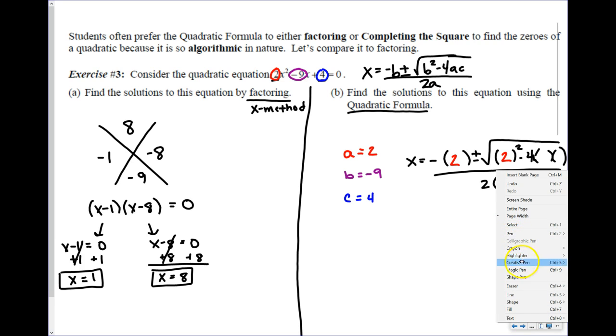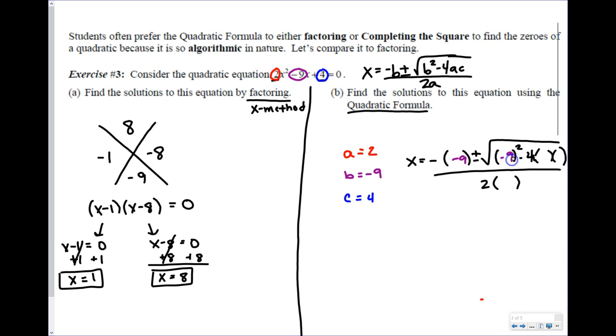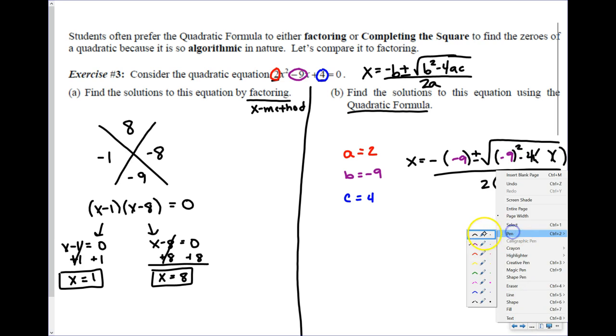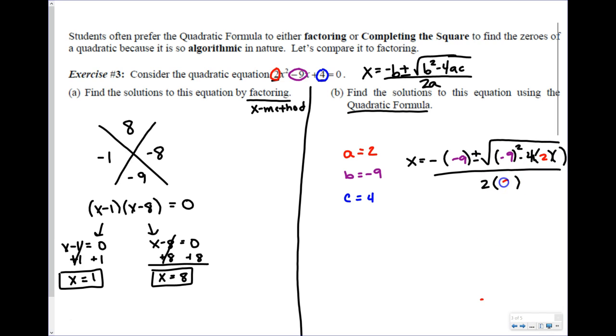Oh, sorry, I did it wrong. A is 2. I made a mistake. How easy it is to make a mistake. I need to plug b in here, and b is not 2. B is negative 9. There we go. Now I'll plug in the a. A is 2, and it goes here and here. And then c is 4, and it goes over to here.